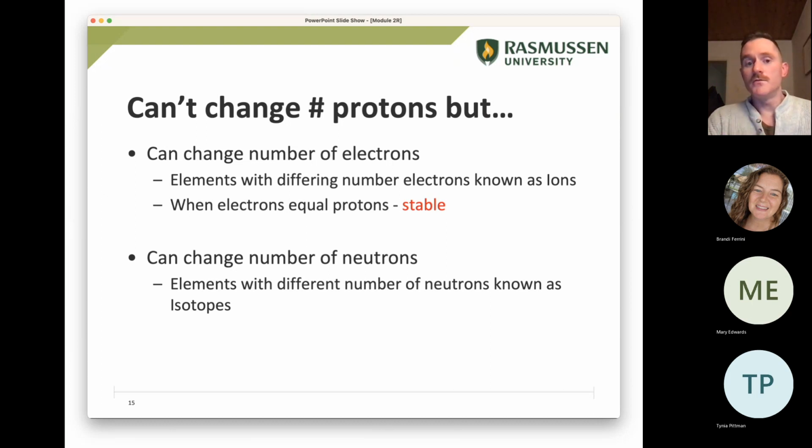You can also change the number of neutrons. Elements that have different numbers of neutrons are known as isotopes. So if you have helium with 2 neutrons, that's one isotope of helium. If you have helium with 3 neutrons, that's another isotope of helium. It's still helium, just with a different number of neutrons.